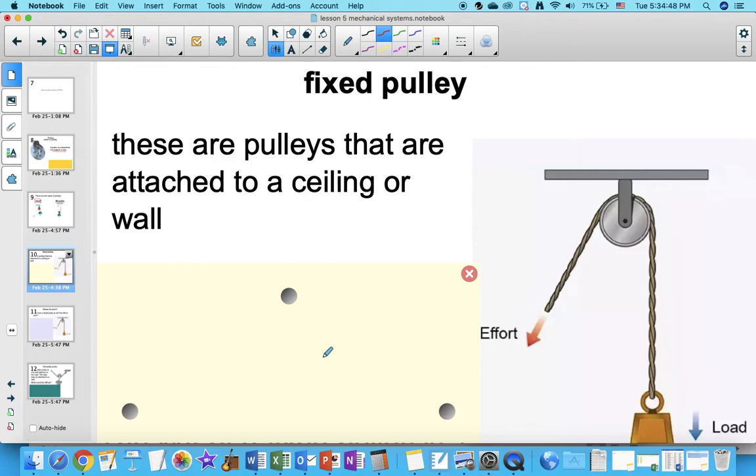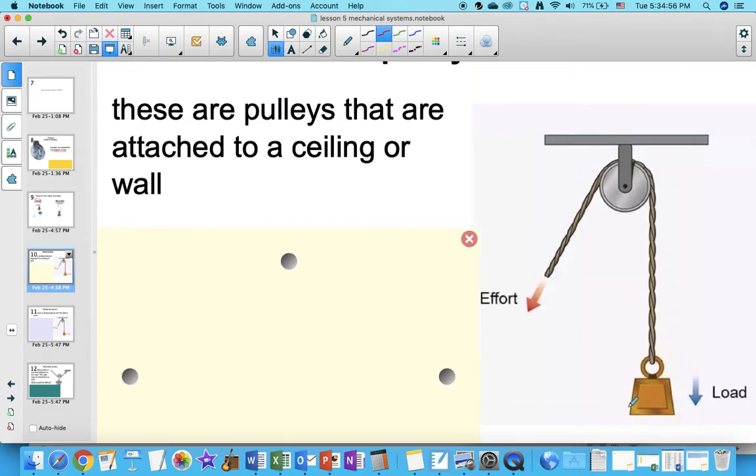So let's start with the first one, the fixed pulley. These are pulleys that are attached to a ceiling or wall, right? And you can see in this picture we have our load or whatever object we're trying to lift, and the rope goes up around the wheel of the pulley and out. And so the effort comes from pulling on this rope to lift the load.